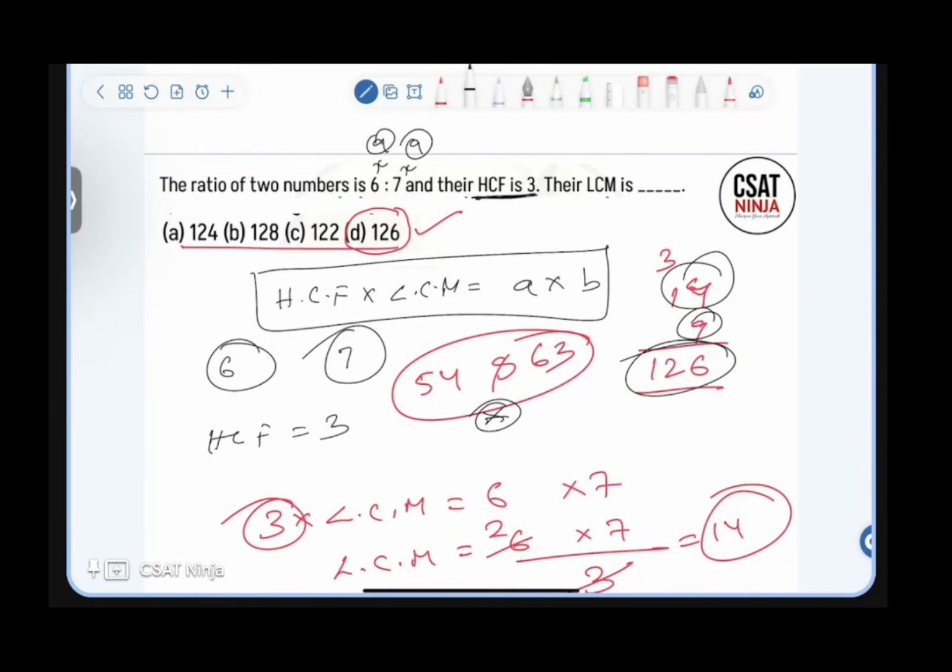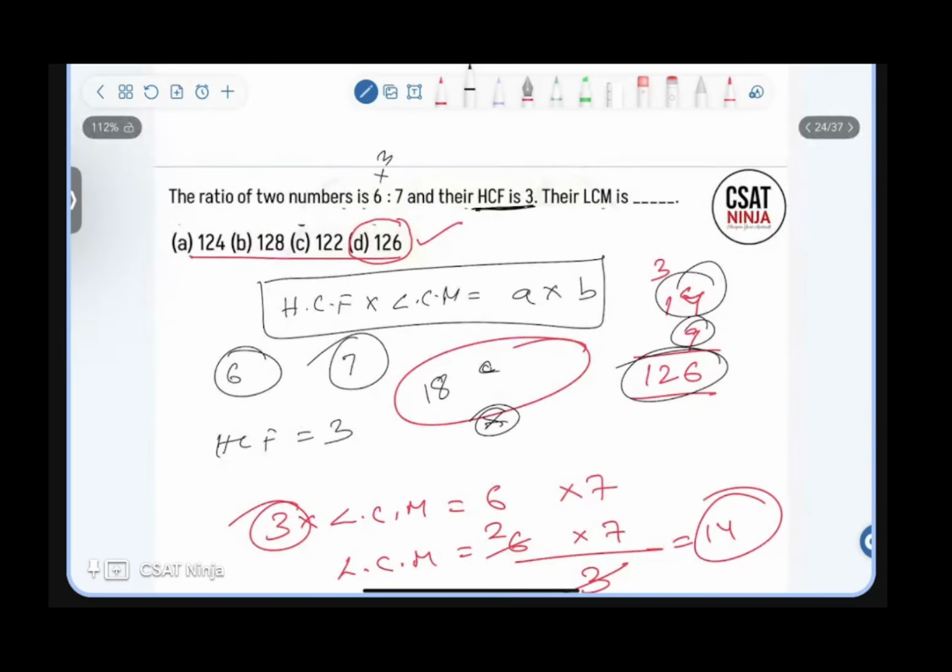So we were getting 14 times, oh no, it will be 3 here. Well, let's not go that way. It's okay, it will be 3. The numbers will not be 54 and 63, but 6 3s are 18 and 7 3s are 21. It will be 18 and 21.